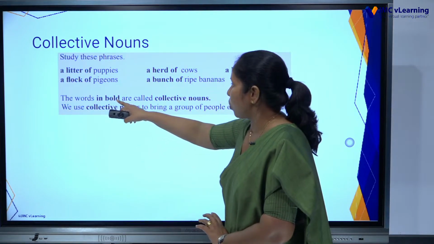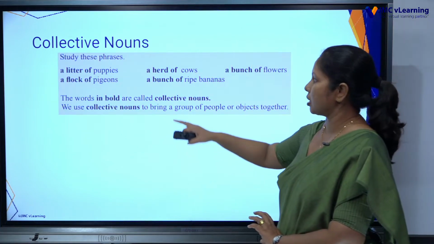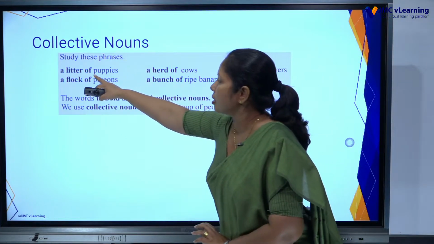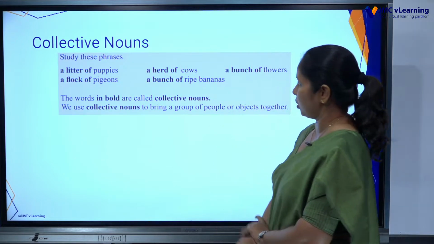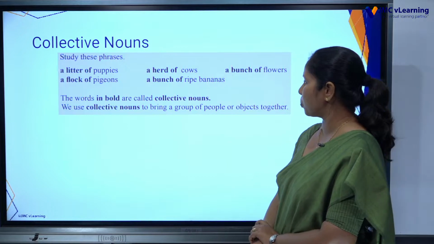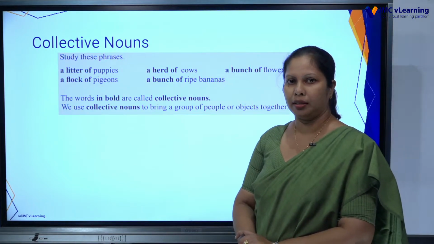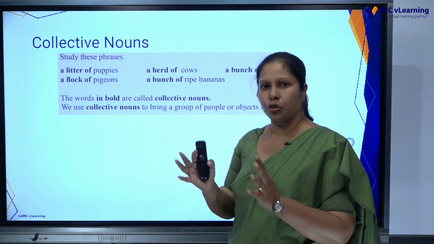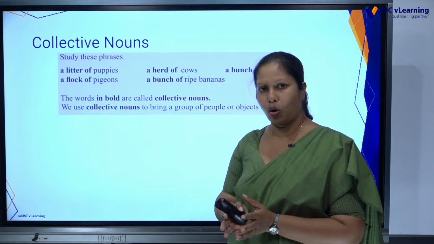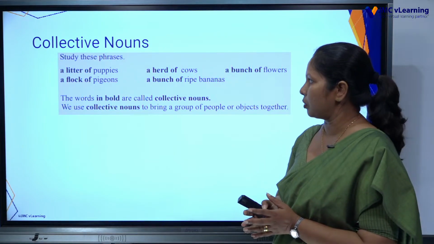The words in bold are called collective nouns. So, you can see there are some words in bold. We use collective nouns to bring a group of people or objects together. So, if you want to name a group of people or objects, then you have to use a collective noun.